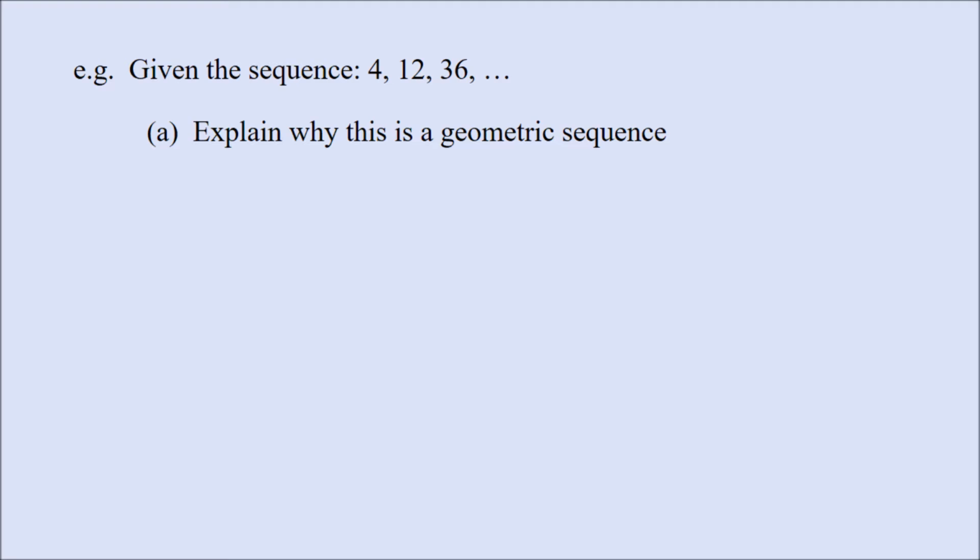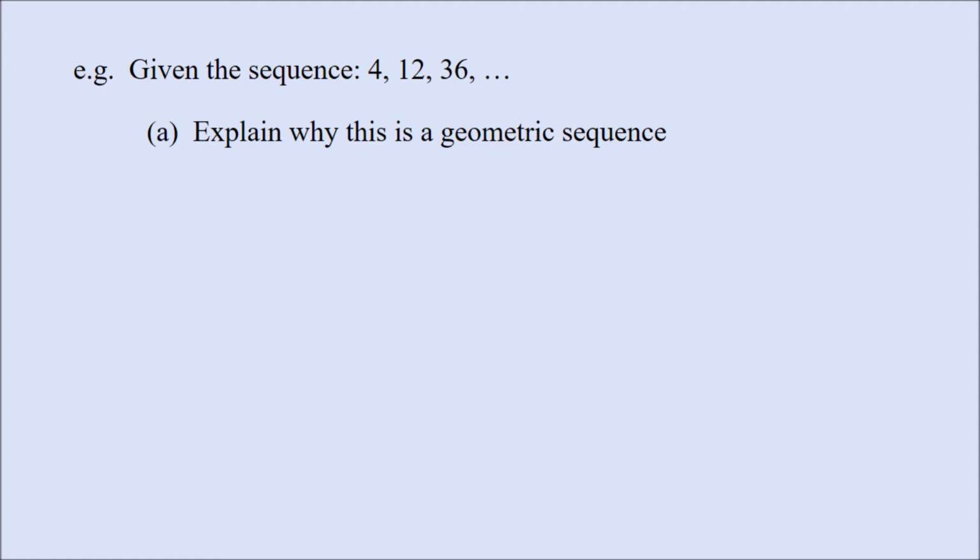For part A, explain why this is a geometric sequence. We'll take a good look at the sequence, 4, 12, 36. How are we getting from one term to the next? What is the pattern? Well, there are several different ways to go from 4 to 12. One option could be that we added 8, which would make it an arithmetic sequence. But if we apply that same principle from the second term to the third term, if we again added 8, 12 plus 8 is 20, not 36.